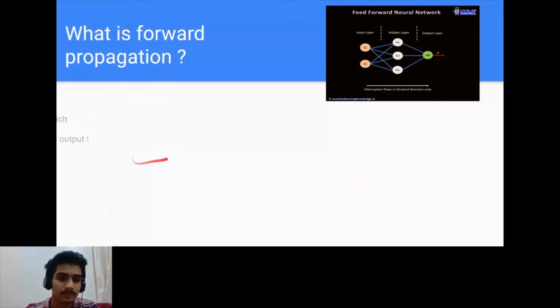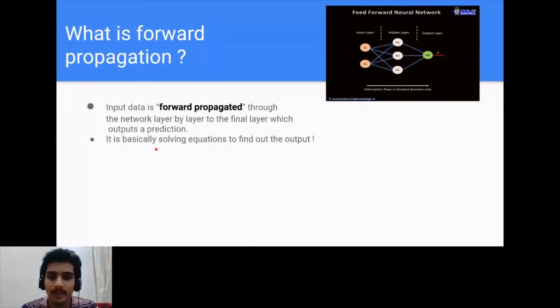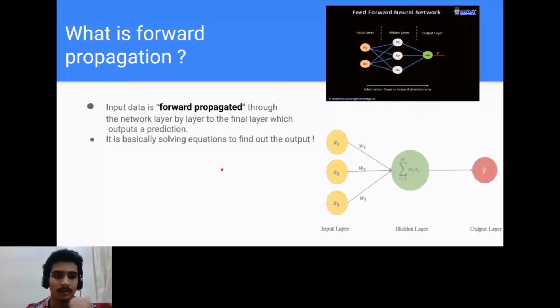Input data is forward propagated through the network layer by layer to the final layer, which outputs a prediction. This whole thing is called forward propagation. In mathematical terms, you can say that it is basically solving equations to find out an output. So that is also forward propagation.